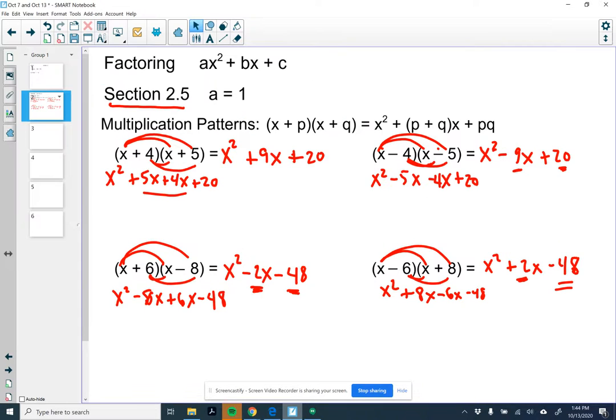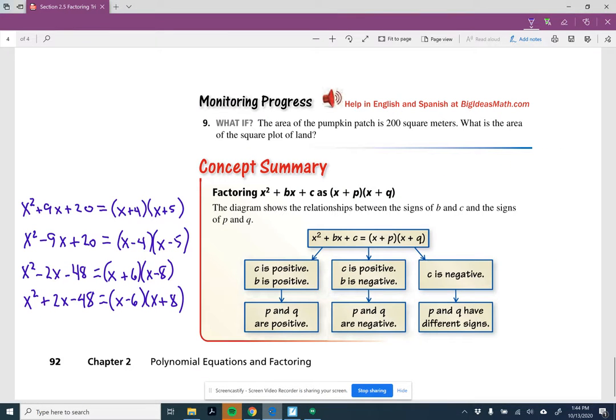So what I want to do is switch over to our notes. The very last page of the notes has a lovely summary of how we factor x squared plus bx plus c as a product of two binomials. That's our job in section 2.5: taking a trinomial of the form x squared plus bx plus c and writing it as a product of two binomials.